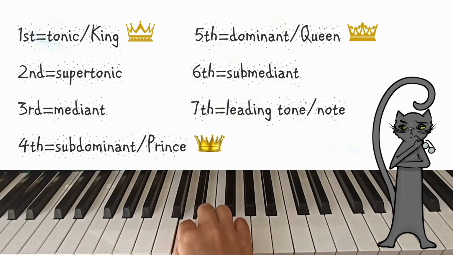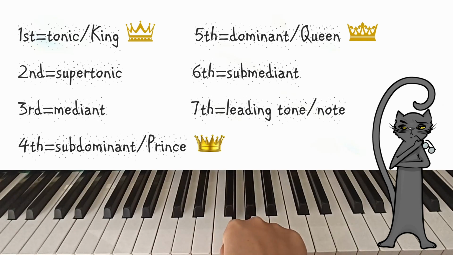Now, the second step is called supertonic, or the second degree. The third degree is called median. The fourth degree, subdominant. I also call it the prince, because I'm already preparing my students for the tonic chord, the subdominant chord, and the dominant chord, later on for our composing and improvising exercises. So, fourth degree, subdominant or prince. Fifth degree, again, the second most important after the tonic is the dominant or the queen.